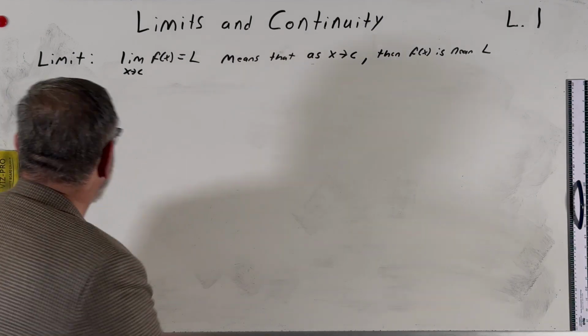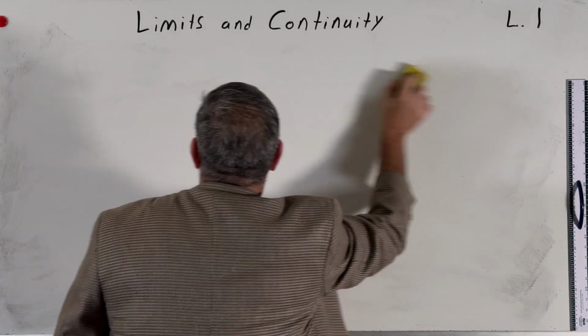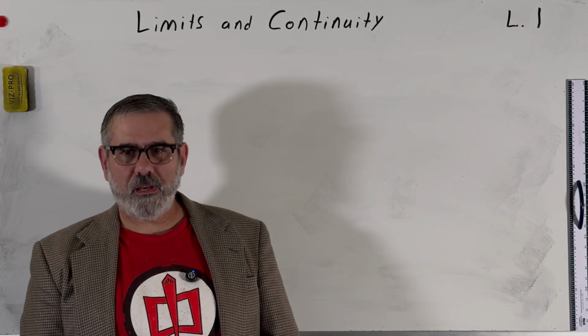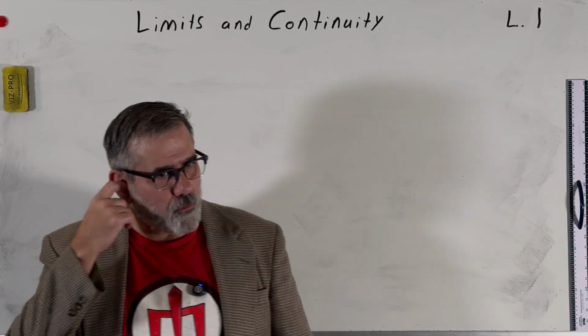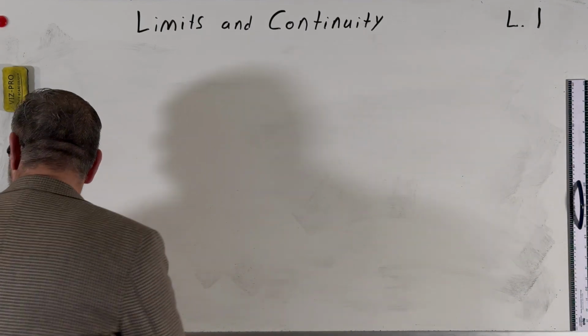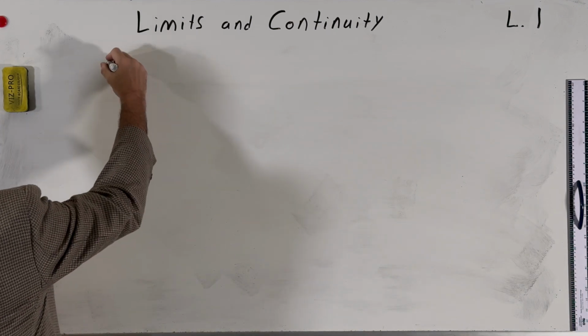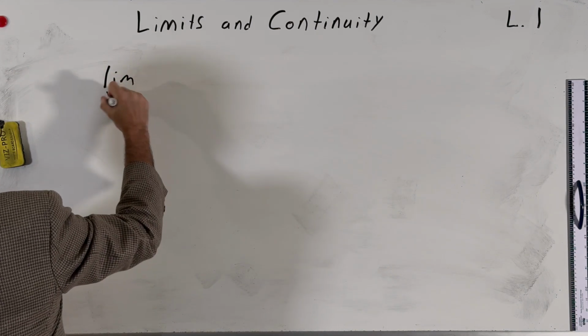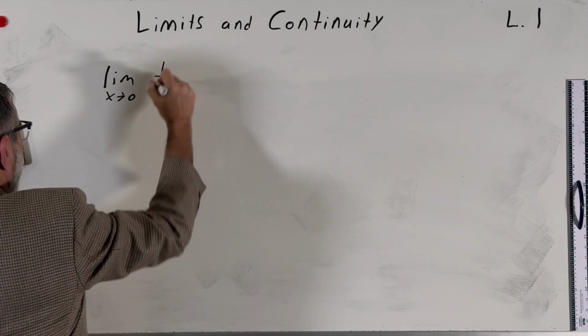The last thing I wanted to get to was limits of infinity and at infinity, okay? So I think we'll start with limits of infinity. And best to just look at an example. So I want to consider the limit as x approaches 0 of 1 over x.